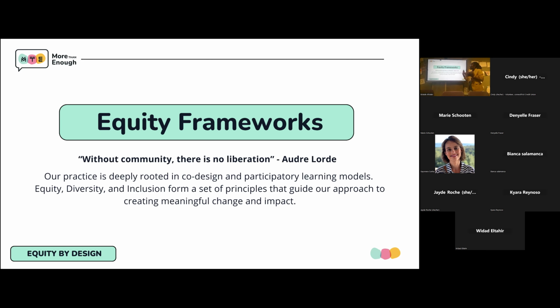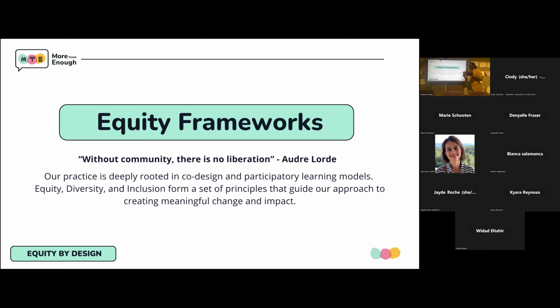So this is my absolute favorite quote: "Without community, there's no liberation," by Audre Lorde. And so in my practice, again, we're rooted in co-design and participatory learning models. And this is how we challenge exclusionary design or traditional design frameworks and create inclusive frameworks.